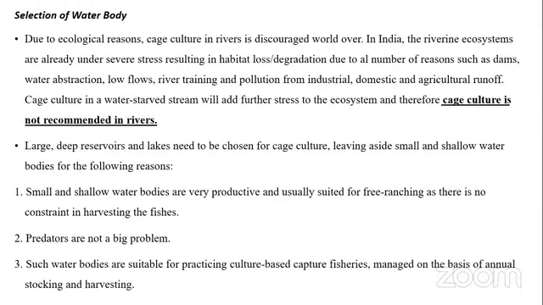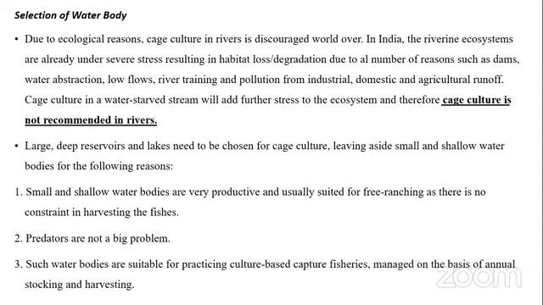So it is recommended to install cages where the depth of water is good, in large deep reservoirs, of quite a lot, 35, 40 in depth. Lakes need to be chosen for cage culture, leaving aside small and shallow water bodies, for the following reasons. Small and shallow water bodies are very productive and usually suited for free ranching, as there is no constraint to harvesting fishes. Predators are not a very big problem. Such water bodies are suitable for practicing culture-based capture fisheries managed on the basis of annual stocking and harvesting.